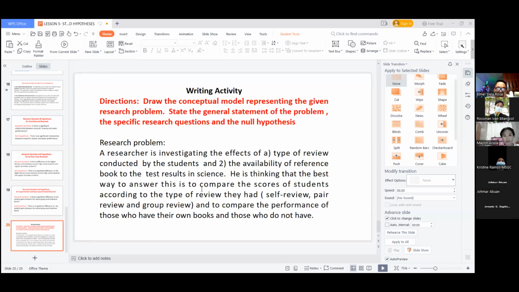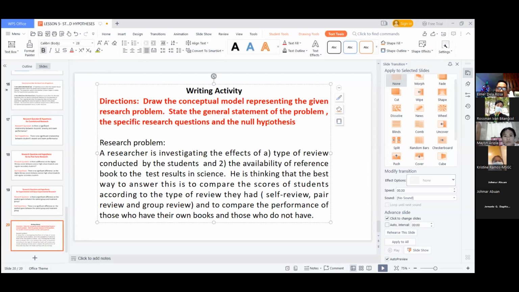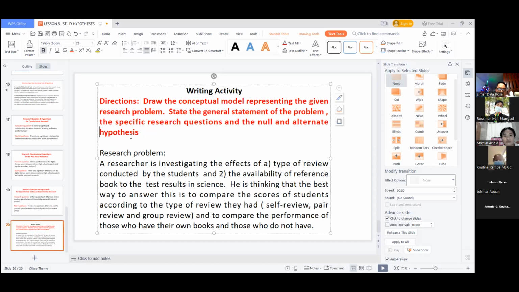Yes. Okay, so I have here a research problem. What you're going to do is you read the problem and then draw the conceptual model representing the given problem. I-drawing niyo muna. And then state the general statement of the problem. What are the specific research questions? And the null and alternate hypothesis.